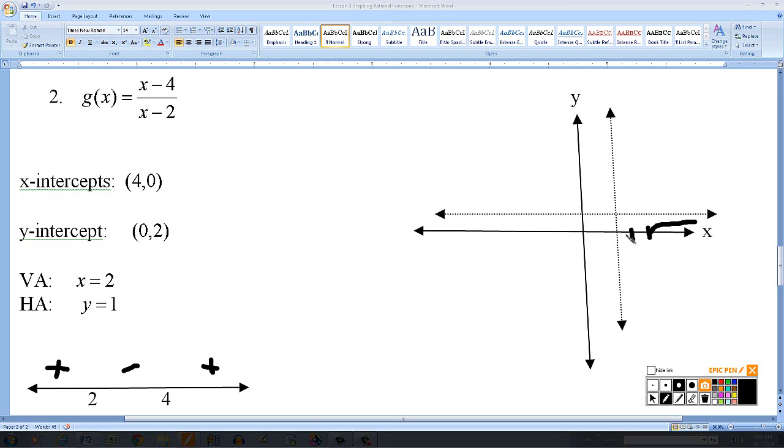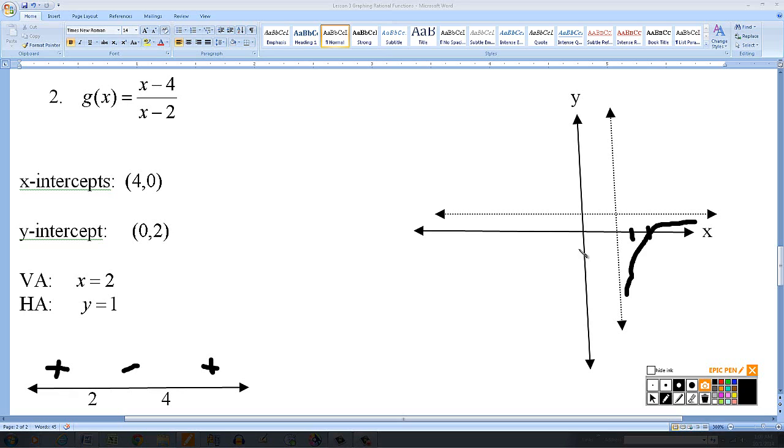And then because I have a vertical asymptote at 2, this is going to come down because the sign between 2 and 4 is negative. This has to come down and approach the vertical asymptote x equals 2.